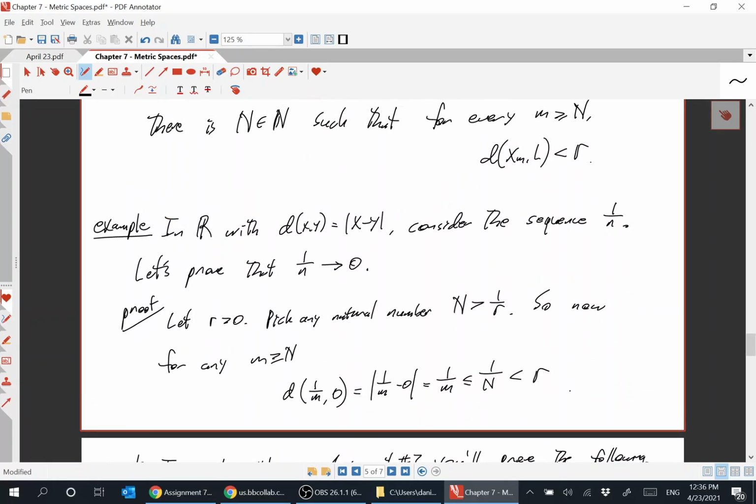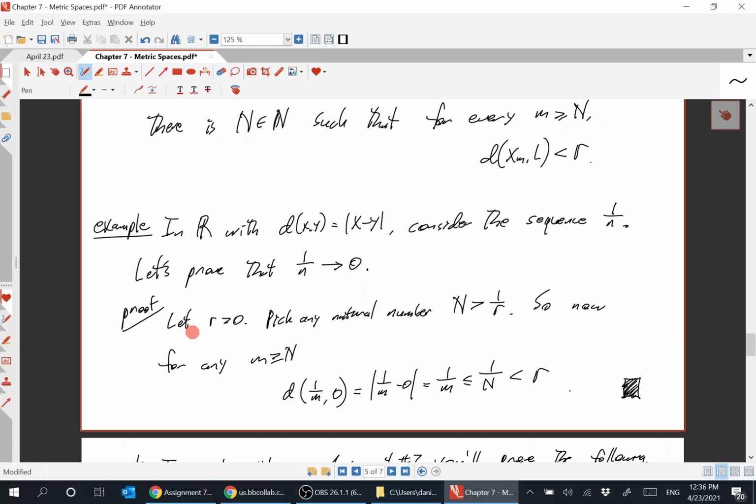So using that definition, now the sequence 1 over n in the metric space of just real numbers. It's no big deal to say that 1 over n converges to 0. We all understand that intuitively, right? It needs no proof. But we have the definition. Let's give the proof according to the definition.